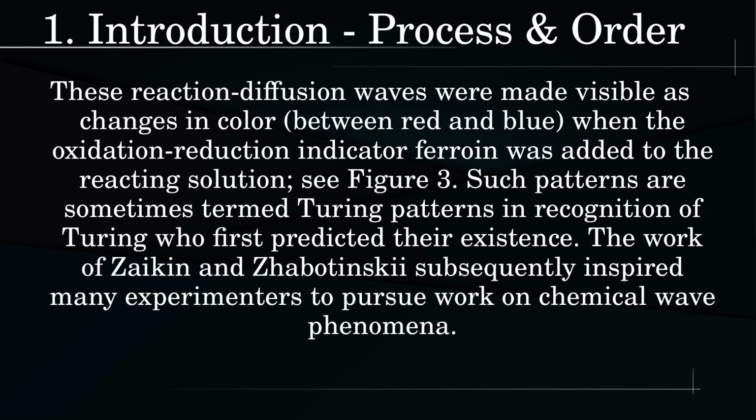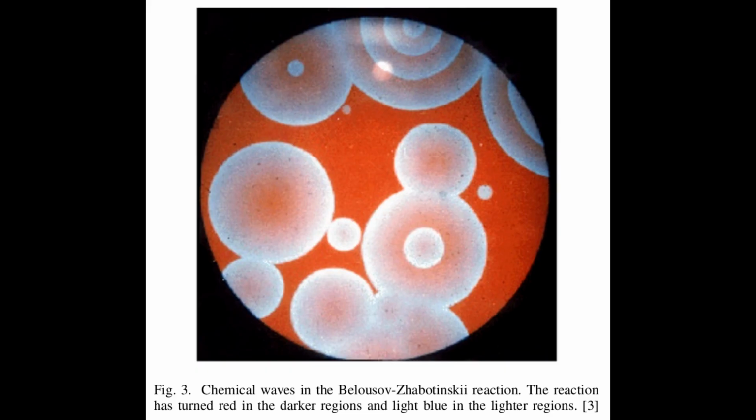These reaction-diffusion waves were made visible as changes in color between red and blue when the oxidation-reduction indicator ferron was added to the reacting solution. See Figure 3. Such patterns were sometimes termed Turing patterns in recognition of Turing, who first predicted their existence. The work of Zayakin and Zhabotinsky subsequently inspired many experimenters to pursue work on chemical wave phenomena.